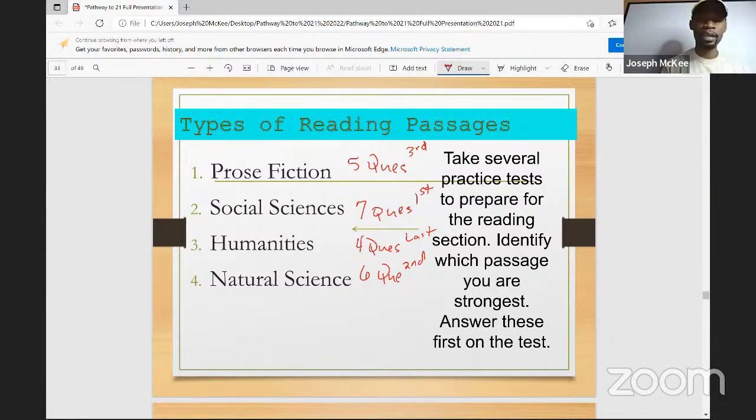Now, keep in mind, you don't want to jump questions between passages. So if you start with social sciences, answer all 10 of those questions first. Then you move on to your natural science, answer all 10 of those questions. But this only happens if you take several practice tests with reading. Don't try to commit anything to memory. You want to be active with your reading.